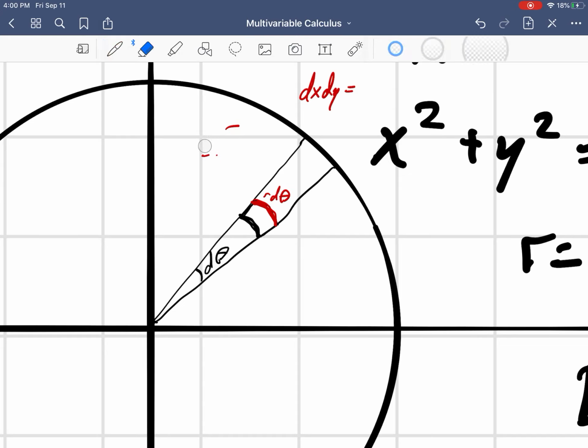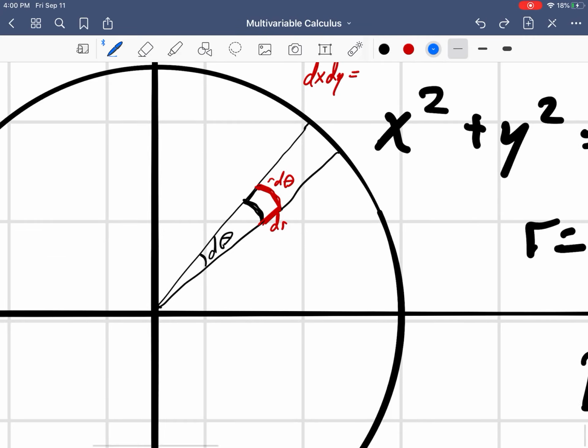And then this part right here is just a tiny nudge in the radius, a tiny dr. We go from r, I'll do it in blue, we go from r to r plus something a little extra, and then we're calling that dr.